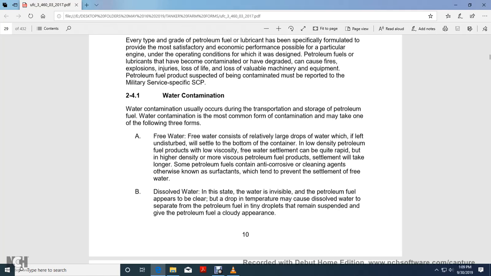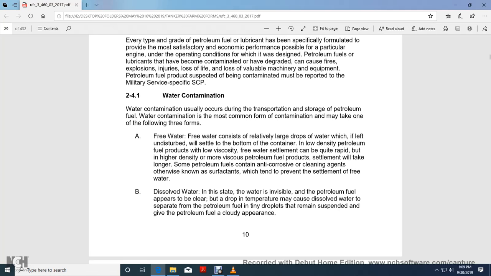Free water consists of relatively large drops of water which, left undisturbed, will settle to the bottom of the container. In low density, low viscosity petroleum fuel products, free water settles quite rapidly. With higher density, more viscous petroleum fuel products, settlement will take longer. Some petroleum fuels contain anti-corrosive cleaning agents, otherwise known as surfactants, which tend to prevent the settlement of free water.